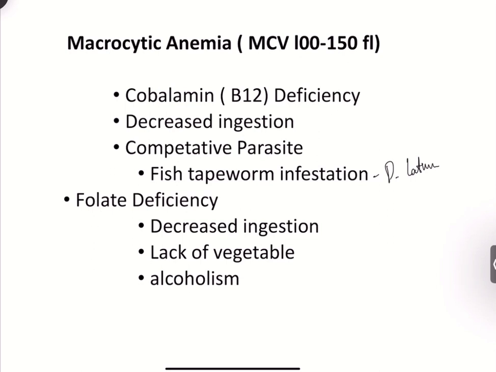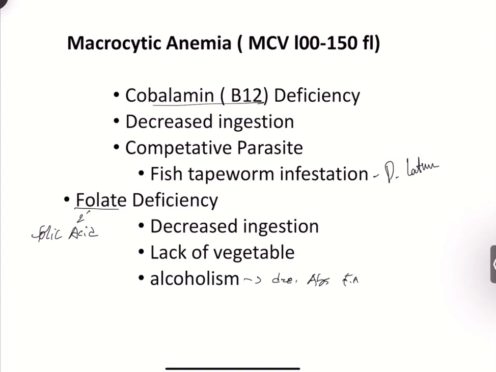Also, folate deficiency results in macrocytic anemia. So vitamin B12, your cobalamin, and folic acid, or your folate, deficiency results in macrocytic anemia. Decreased vegetable intake lowers your folate, since folate is present in high amounts, especially in vegetables. And alcoholism decreases the absorption of your folic acid.